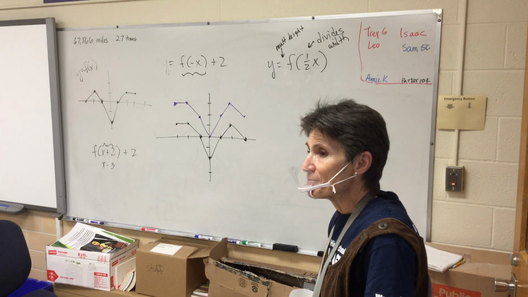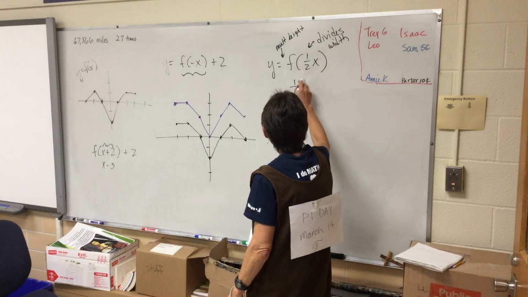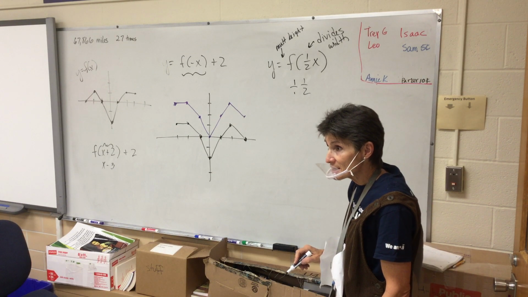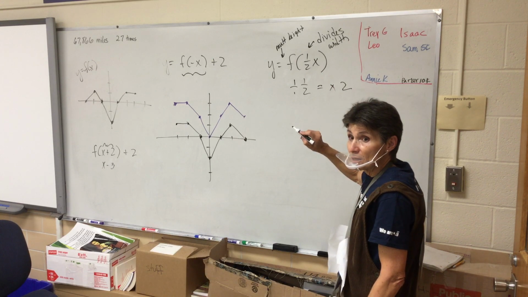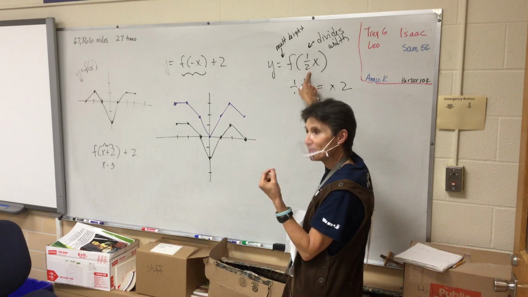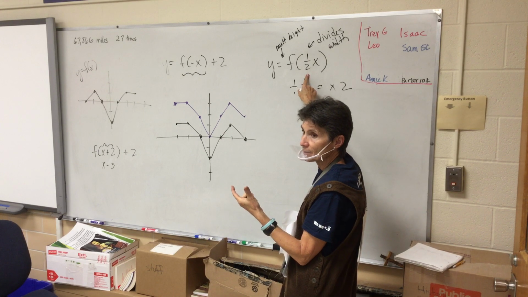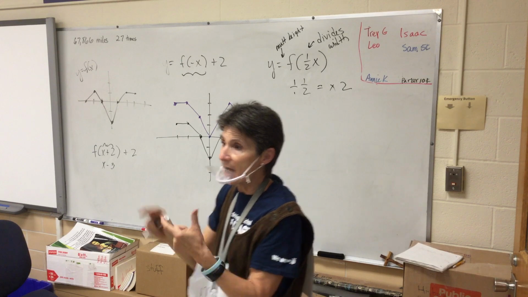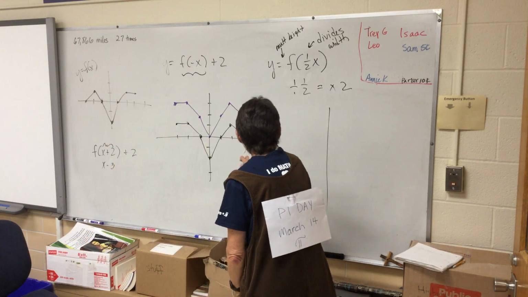Well, wait a minute. If that number divides the width, we're dividing by a half, which is the same as multiplying by 2. So your first instinct was this was going to be half as wide. No, it's actually twice as wide. Anything on x is always opposite of what you think. So this picture is going to be twice as wide.